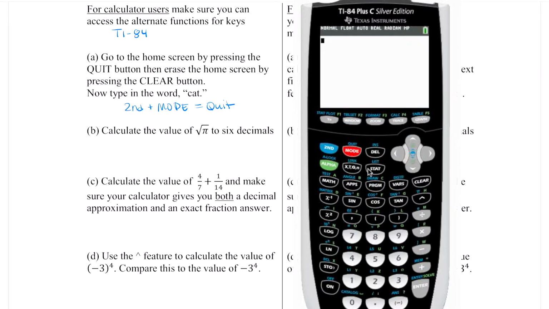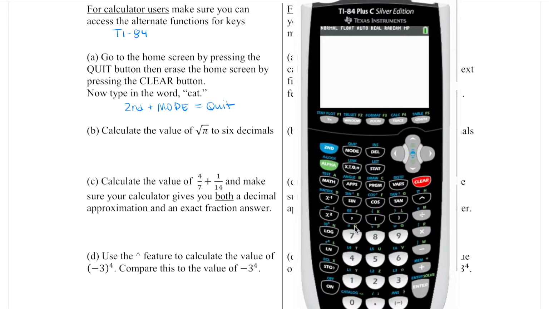Now we can clear our home screen with this button. Right now I don't have anything, so I'm just going to type in 5 plus 6 to get 11. And then I want to clear that, so I'm going to hit the clear button. Wonderful. And now that that is gone, let's type the word cat.